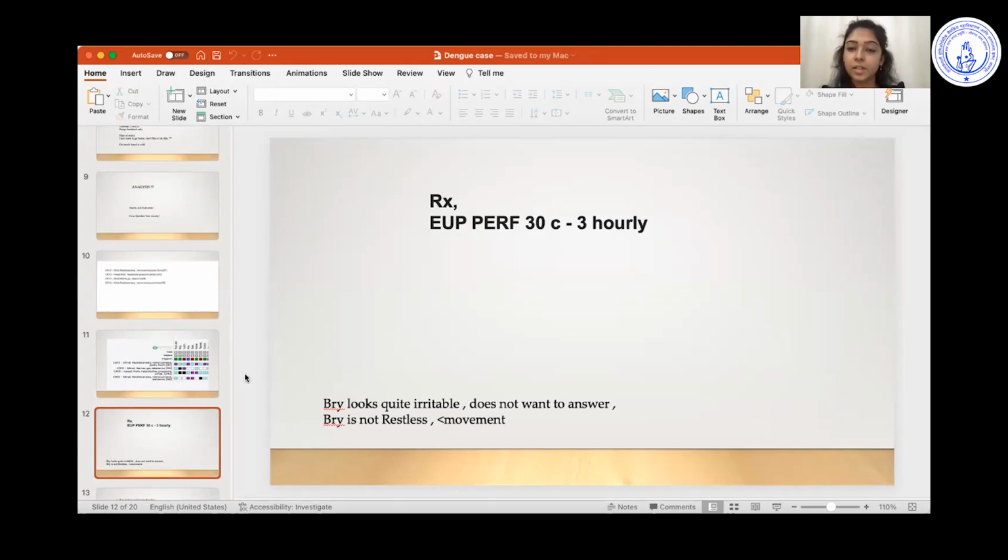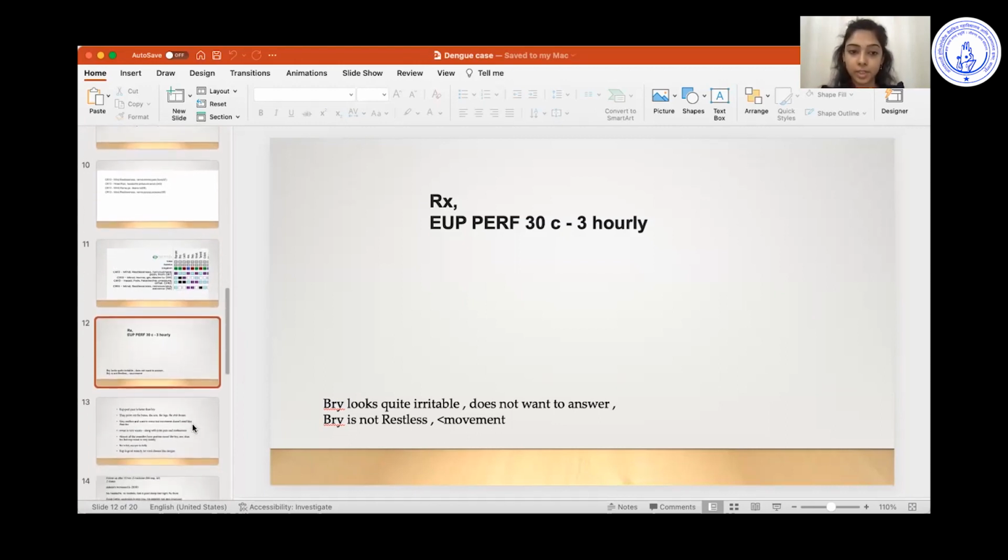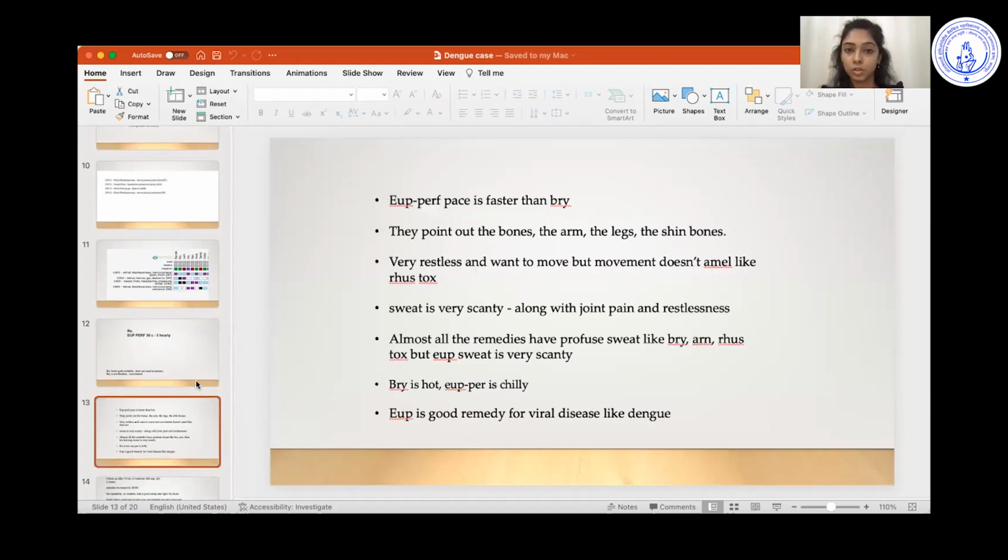Why? See, when we talk to the patient while case taking, we also see how the patient is talking, how the patient is responding. Bryonia is very irritable. He will not answer your questions. He does not want to answer. Another thing is, Bryonia is not as restless as Eupatorium. So we had a very clear point to rule out Bryonia, even though it was covering the symptoms. We need to see the disposition of the patient also.